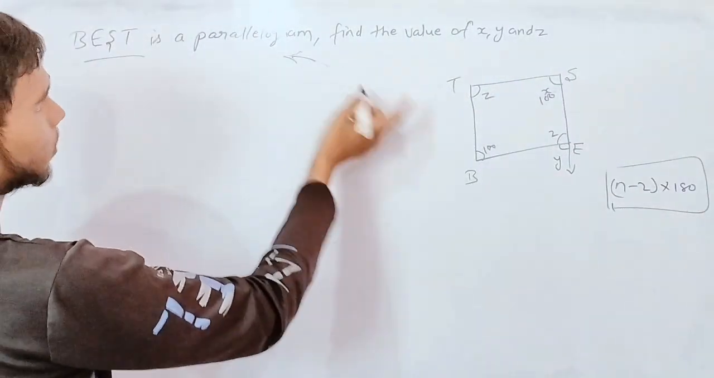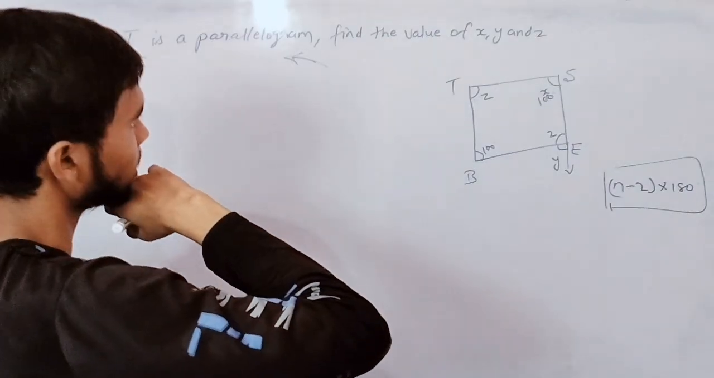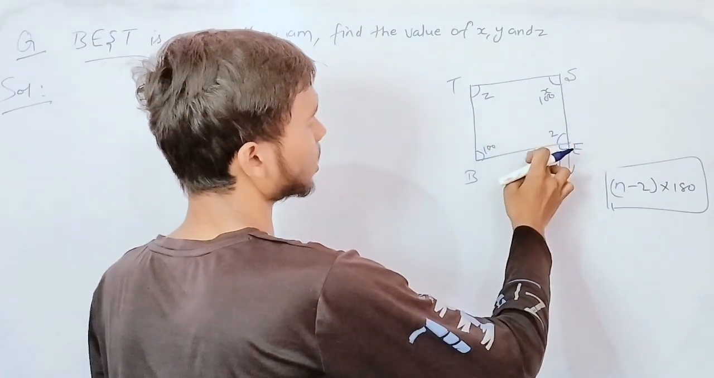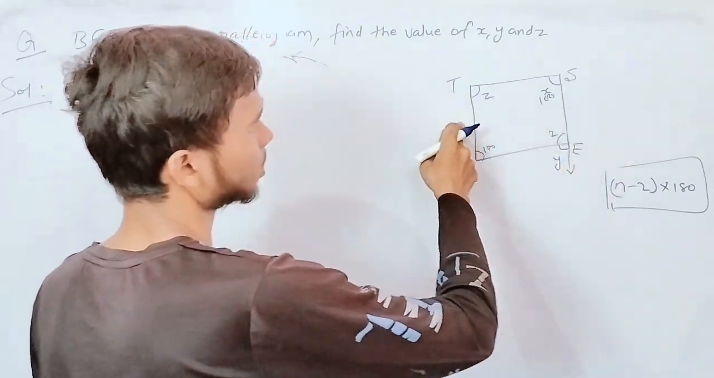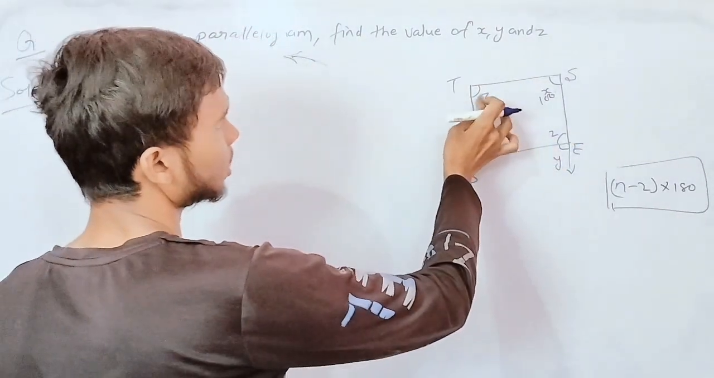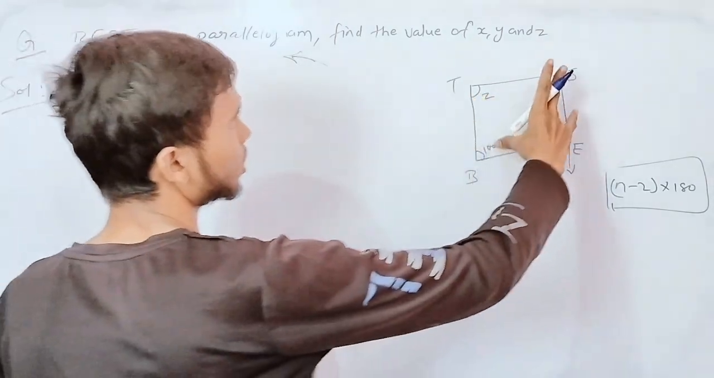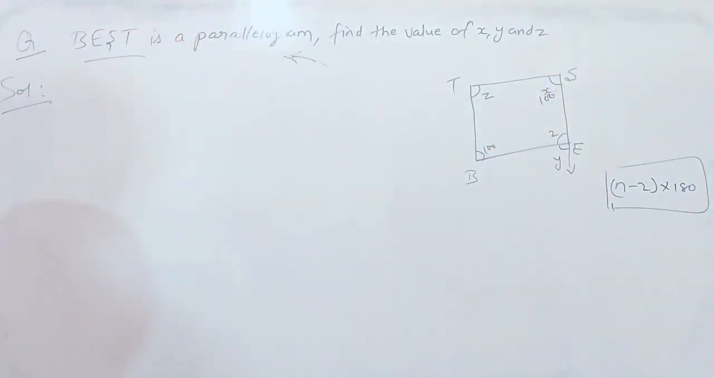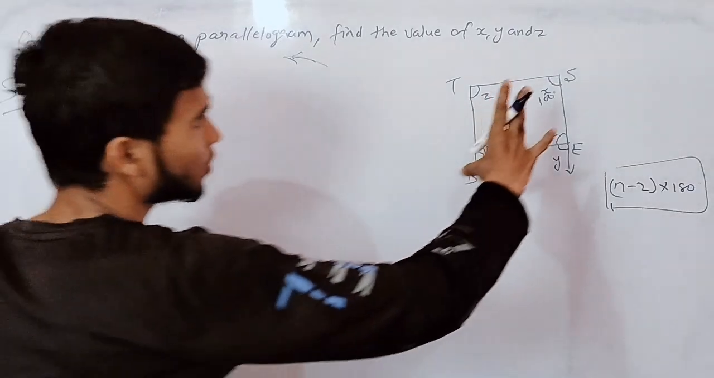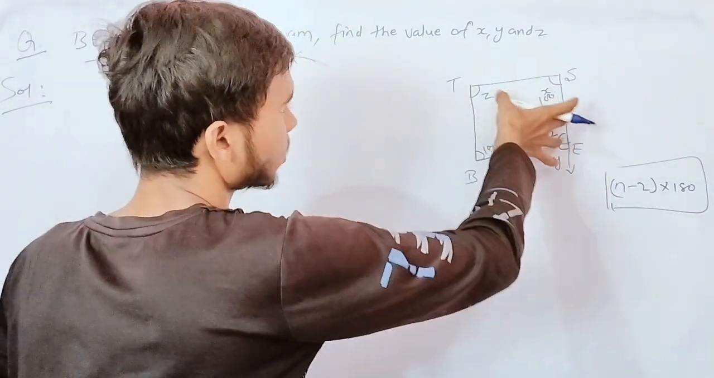So here it will happen in a parallelogram. Why? A parallelogram says that this side is parallel to this, and this is parallel to this. That's why both of these angles will be equal. Clear? The rotation of this will be equal, and the rotation of this will be equal.